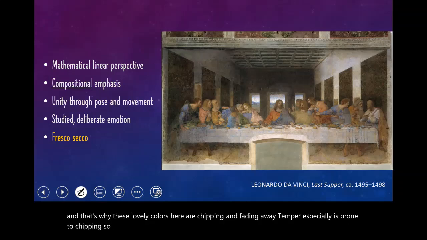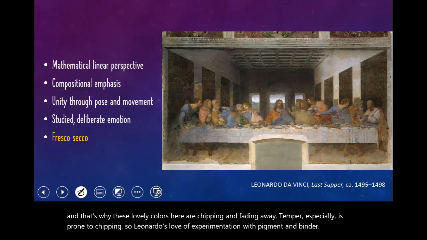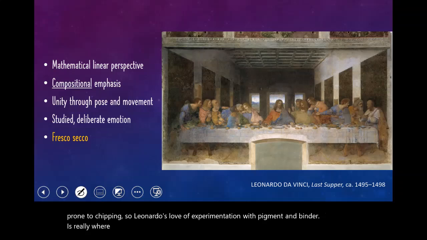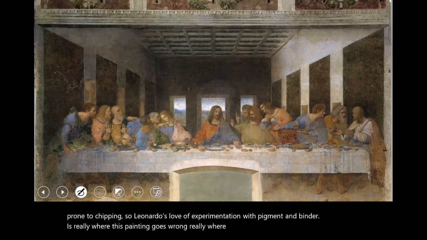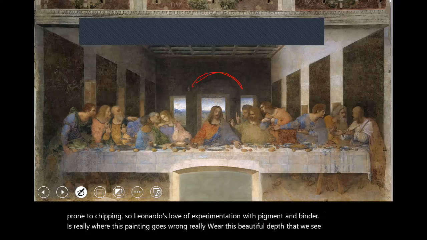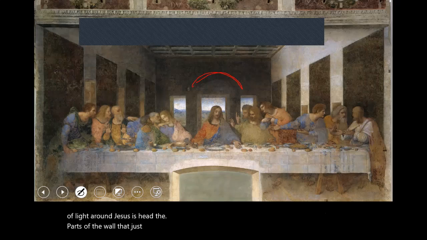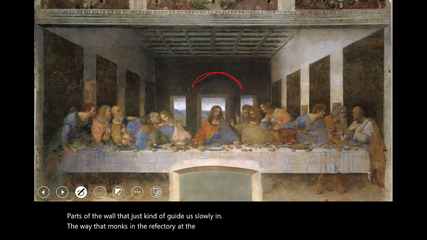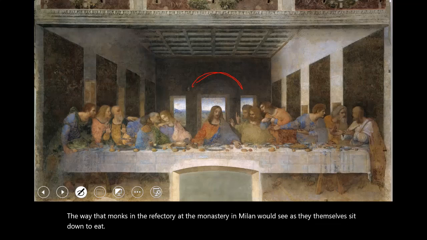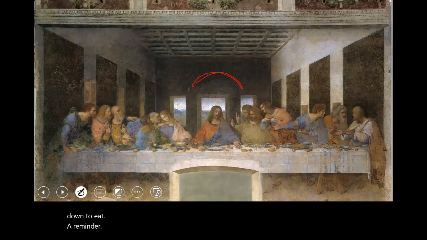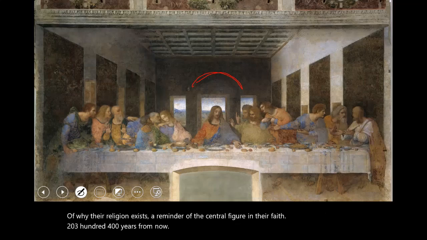So Leonardo's love of experimentation with pigment and binder is really where this painting goes wrong, really where this beautiful depth that we see, the halo of light around Jesus's head, the parts of the wall that just kind of guide us slowly in, the way that monks in the refectory at the monastery at Milan would see as they themselves sit down to eat, a reminder of really why their religion exists, a reminder of the central figure in their faith. 200, 300, 400 years from now, it might only exist digitally.